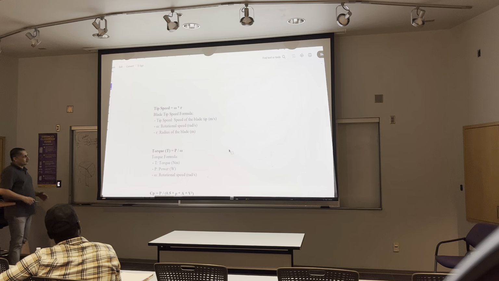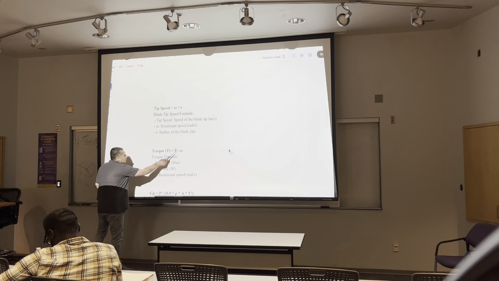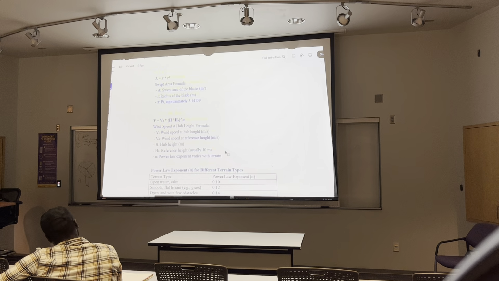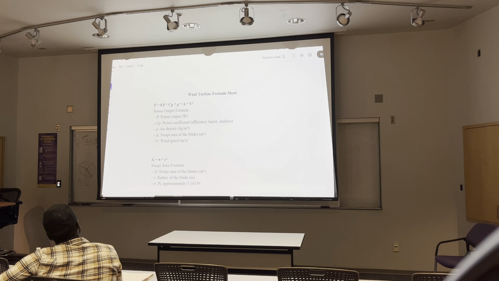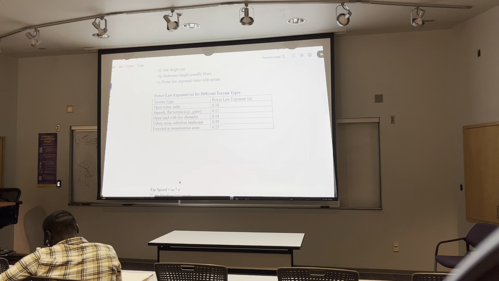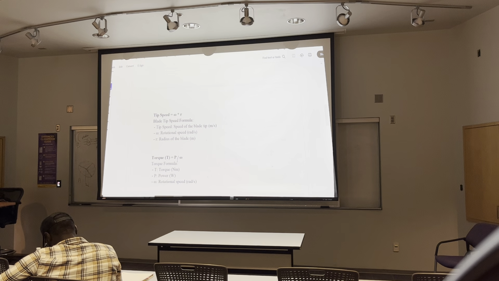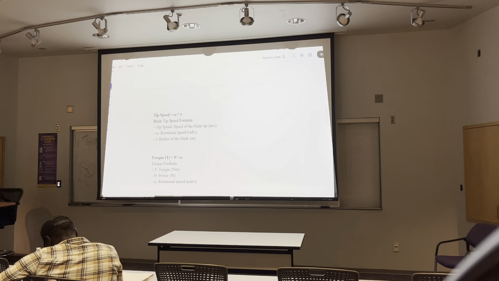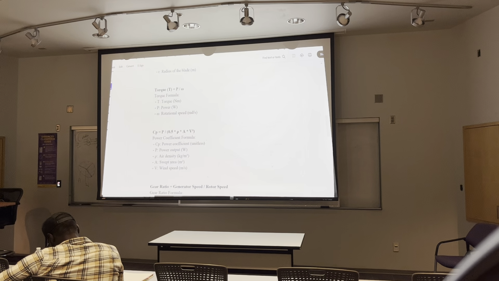Torque: we say that torque equals power divided by omega. Power, the output power, is given by this equation, the same as this one. So torque equals power divided by omega, where T is torque in Newton meters, P is power in watts, and omega is in radians per second.